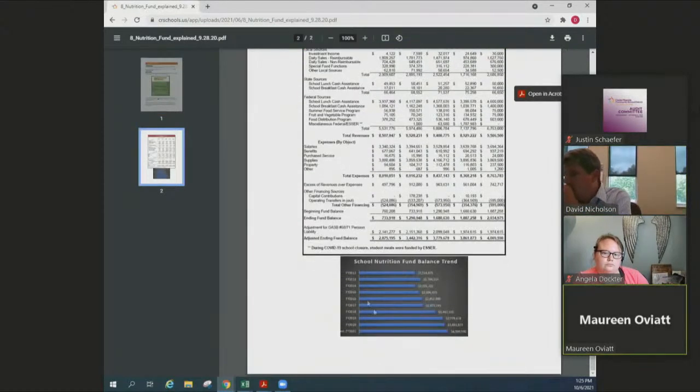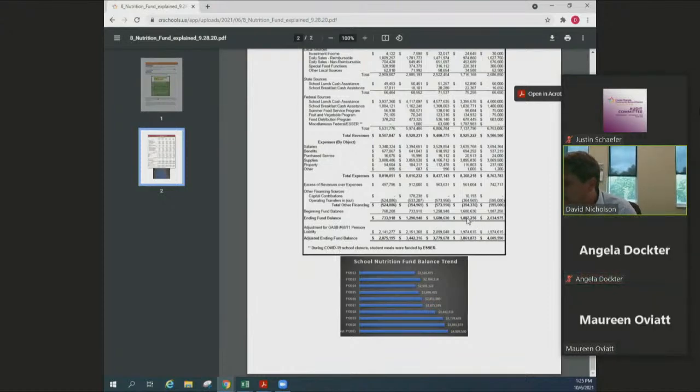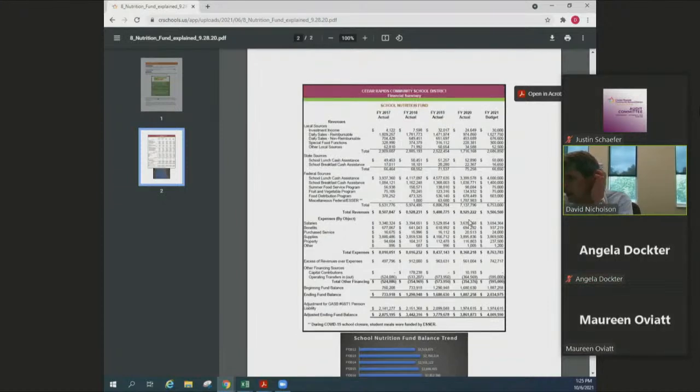So when we look at our fund balances, these are our fund balances for our nutrition fund. When we take out our pension liability for FY21, I haven't done that number for FY22, I can't remember what that number is, but we are sitting at about $4 million in FY21 when we took our pension liability out of the mix.